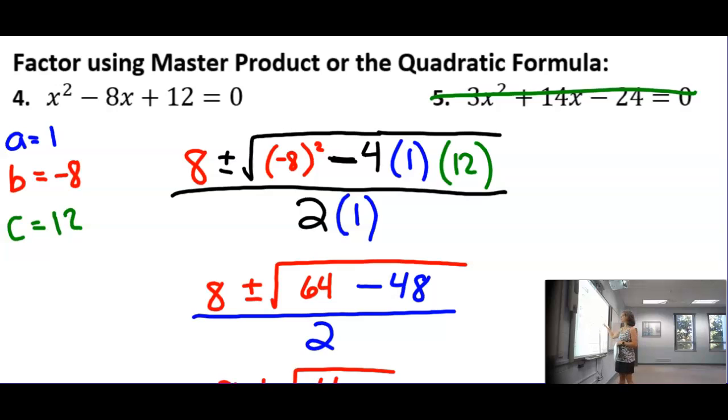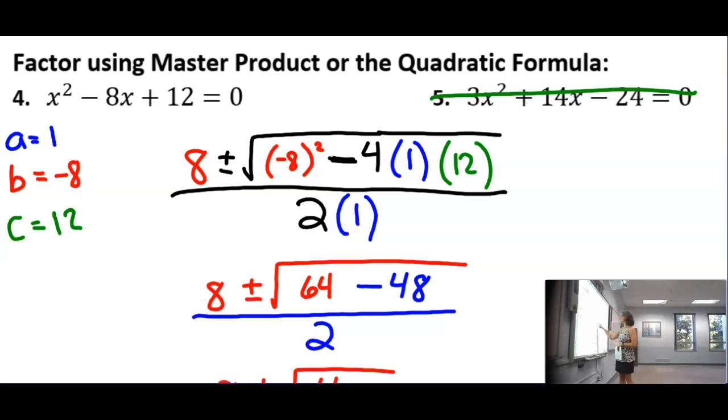The square root of B squared. Keep it in parentheses, especially when you put it into a calculator. It's never going to be a negative number. It's always going to be positive because -8 times -8 is always going to be positive 64.